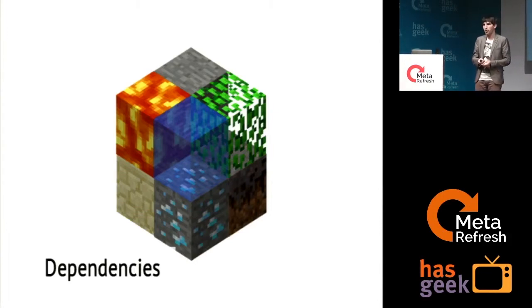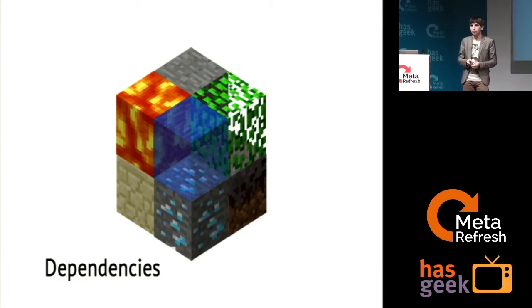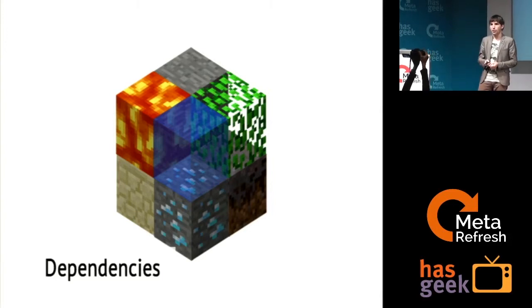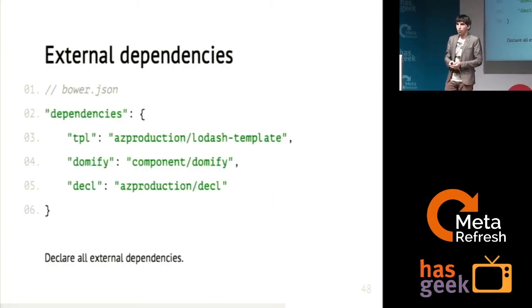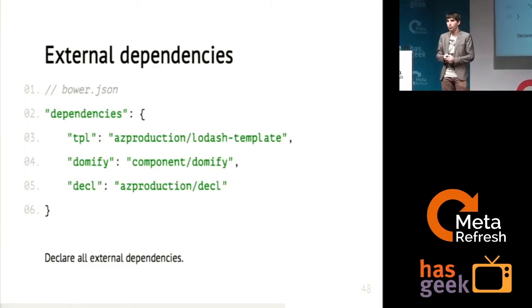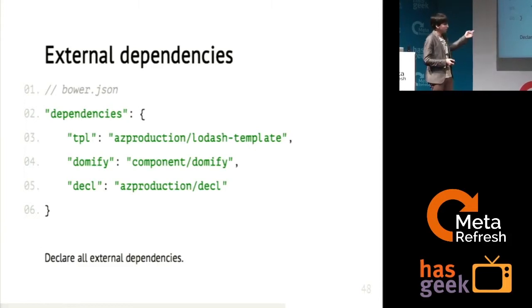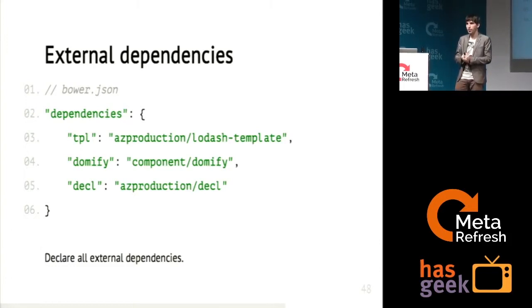I think it's really possible to create a successful component using just DOM APIs, but I think it's better to include some helper components, which can greatly reduce the size of our code and also development time. We will use a simple template component. It's a part of Lodash, and we will use this domify thing, which I mentioned before. And to keep this component standalone, we should declare all these dependencies in our package file.